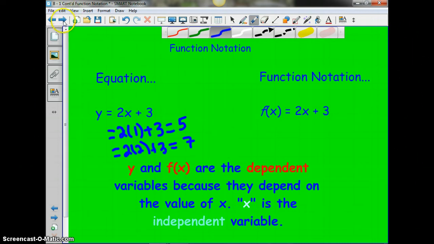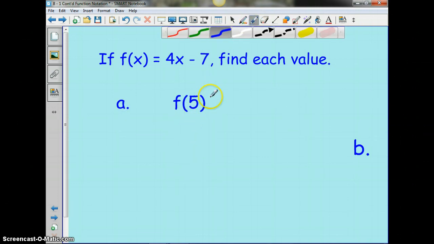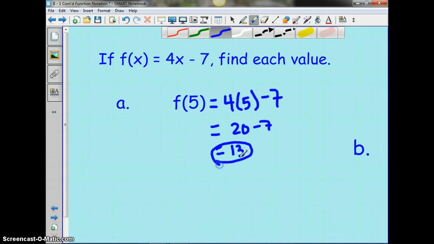Now when we use the function notation, it's just going to be like an equation, but now we have f of x equals 4x minus 7. So if we're going to plug in values for x, we're going to put that value in for x. So f of 5, that means that we are going to plug in 5 for x. So we have 4 times 5 minus 7, that will give us 20 minus 7, so f of 5 is 13. That is our answer.